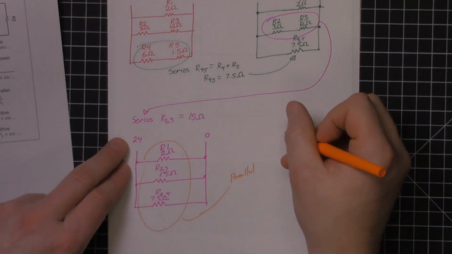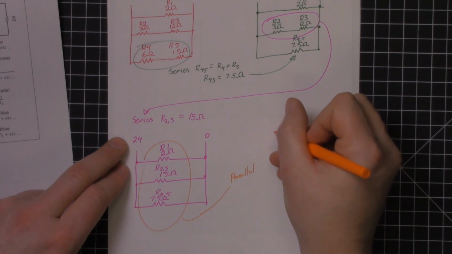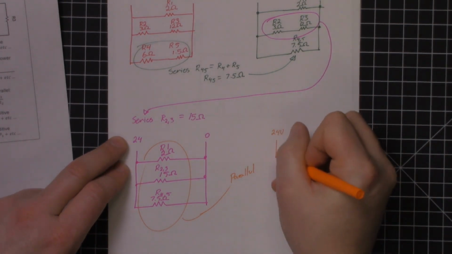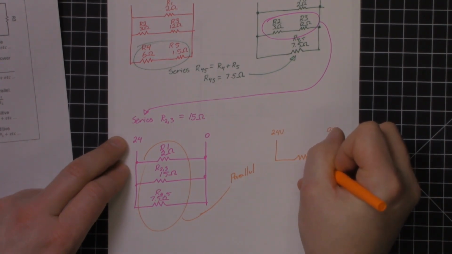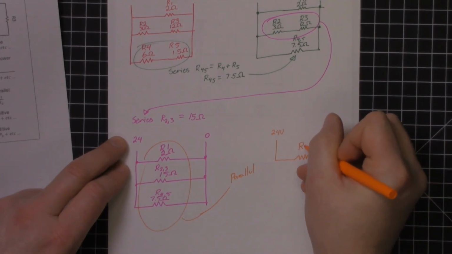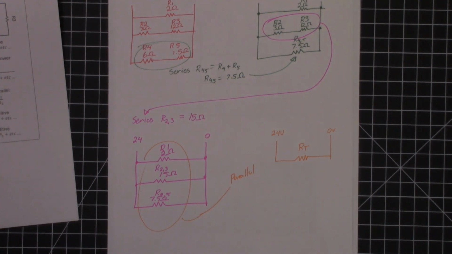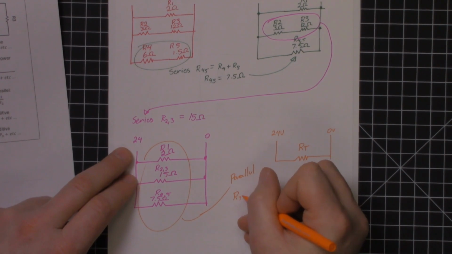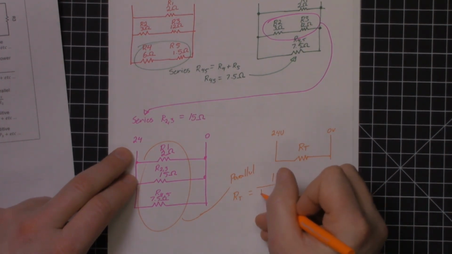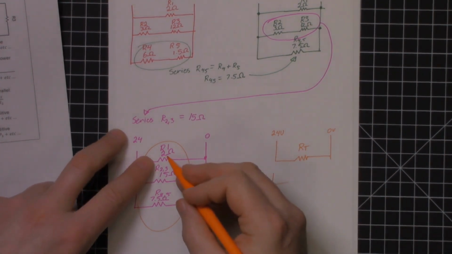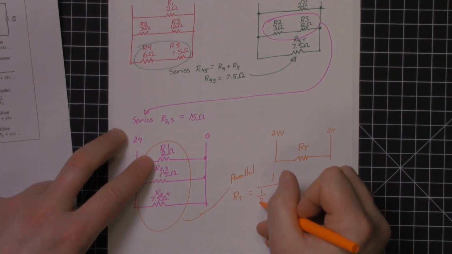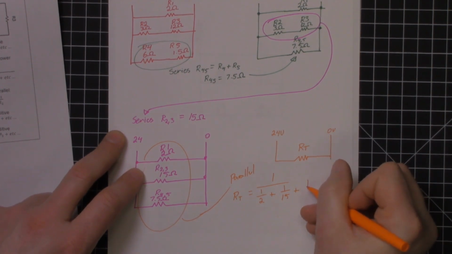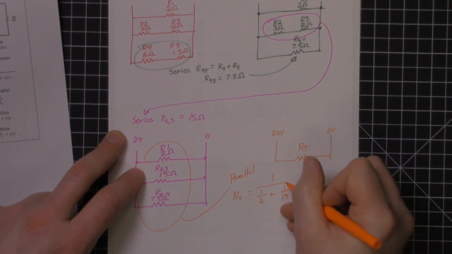So we can break it down, and what we're going to end up with is 24 volts and 0 volts and one value of resistance that's marked as resistance total. But to get there we have to apply that formula that resistance total is equal to 1 over, I'm just going to sub the values in here, so 1 over 2 plus 1 over 15 plus 1 over 7.5.